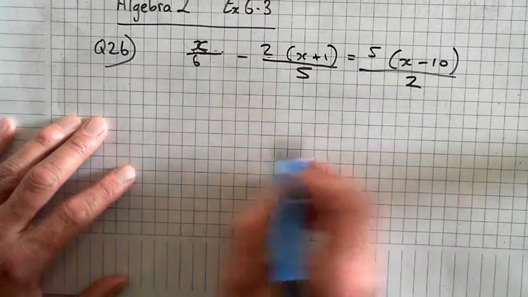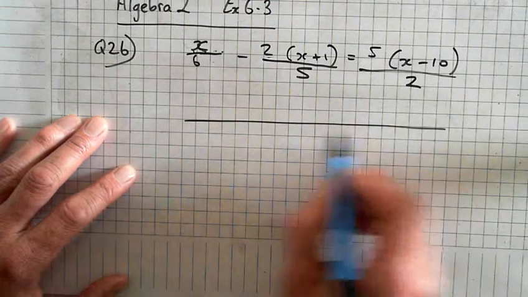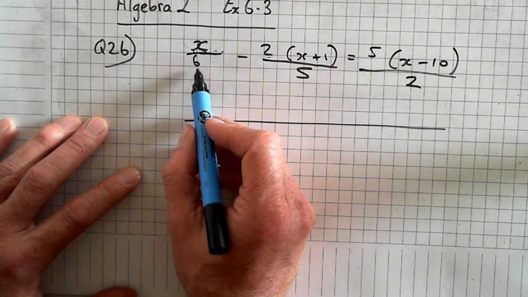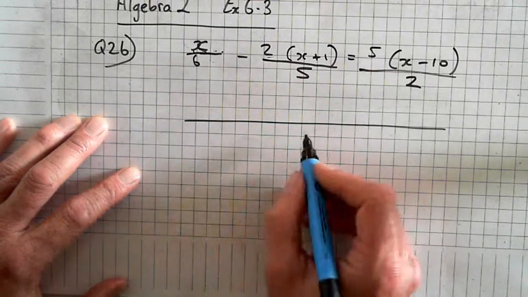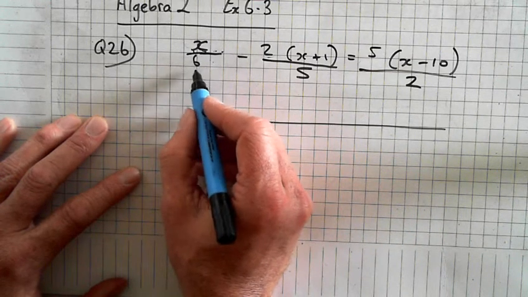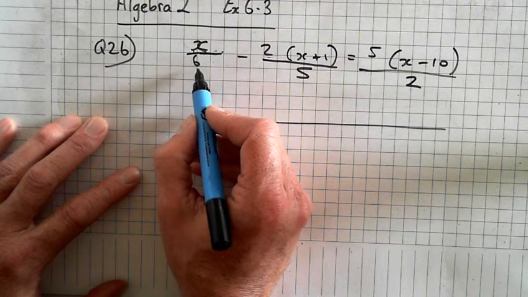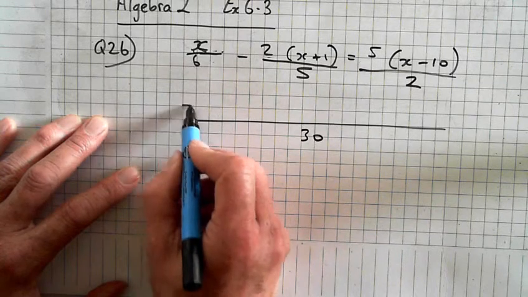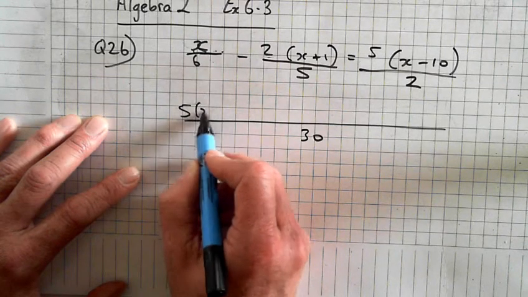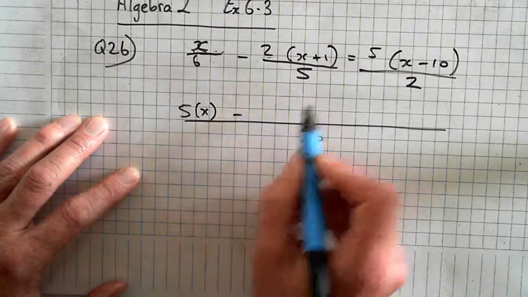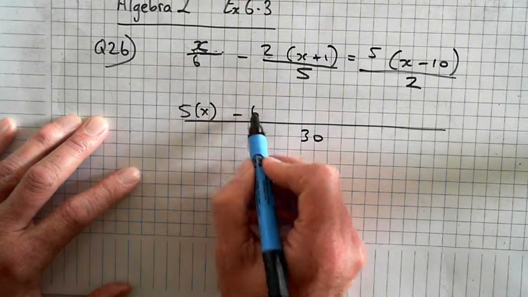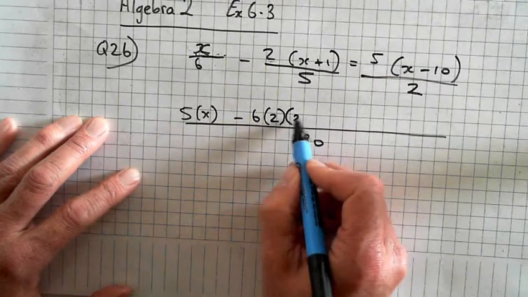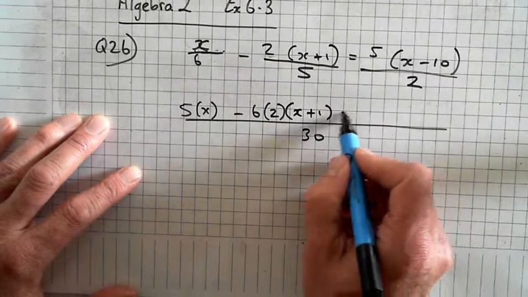Right, so we look for the LCM. 6, 5 and 2. Go up in multiples of 6. 30. Will 12 work? Yeah, 30. 30 will do. So go up in multiples of 6: 24 won't work. 30 will work. 6 into 30 goes 5 times, and write down the x. Bring down the minus. 5 into 30 goes 6 times. 6 times all of this. 6 times 2 times x plus 1.